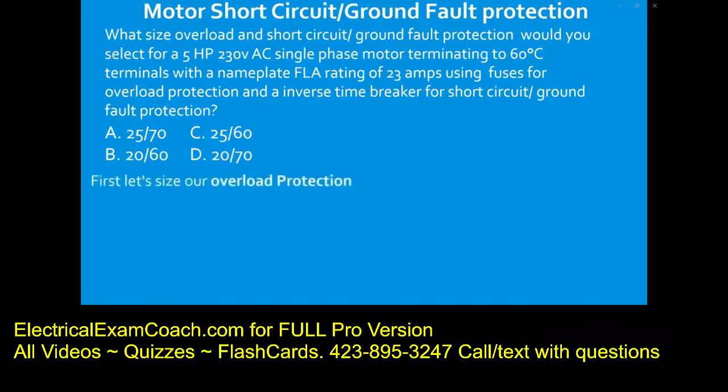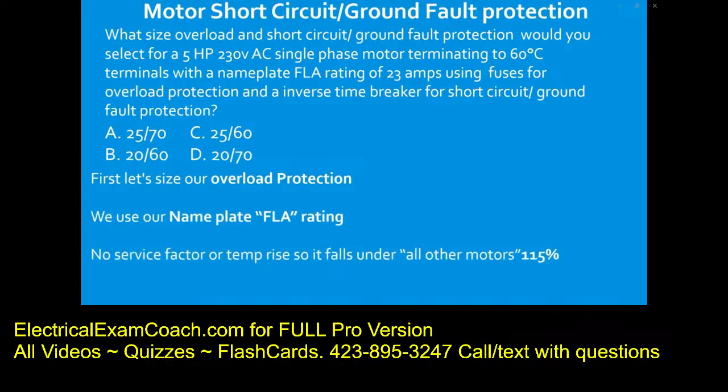So first let's size our overload protection. We use our nameplate FLA rating for it. There's no service factor or temperature rise listed, so it falls under all other motors. We take our 23 amps, multiply by 1.15. That gives us 26.45. Now head to 240.6a, select the NEC size down. That's going to be a 25.